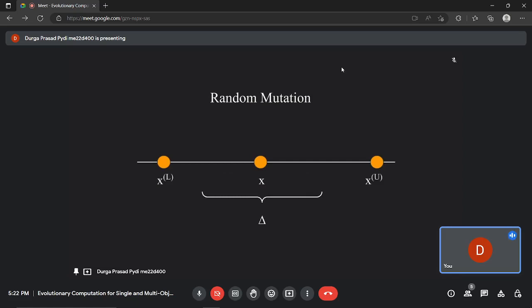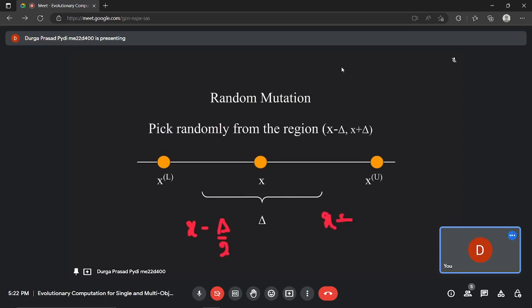For mutation, what we essentially do is convert X to a new value Y. How do we do that? We consider this delta, the particular region delta. Out of this region, we pick some random number. So previously our point was X. Now we are exploring a much larger space, from X minus delta by 2 to X plus delta by 2.